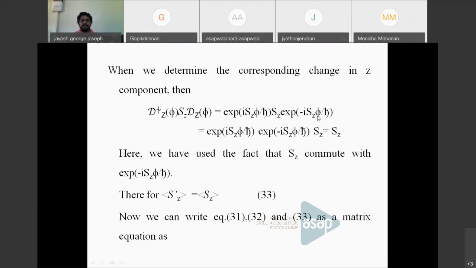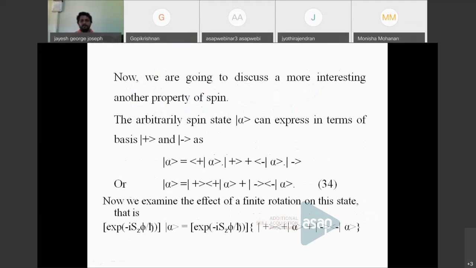And this is an important property. Before concluding, I am going to discuss one more important characteristic. For an arbitrary spin state, alpha can be expressed in terms of the basis plus and minus this way. We can write alpha as the plus component, plus the minus component. The quantity plus alpha is a scalar, therefore it will come in the form of an operator.